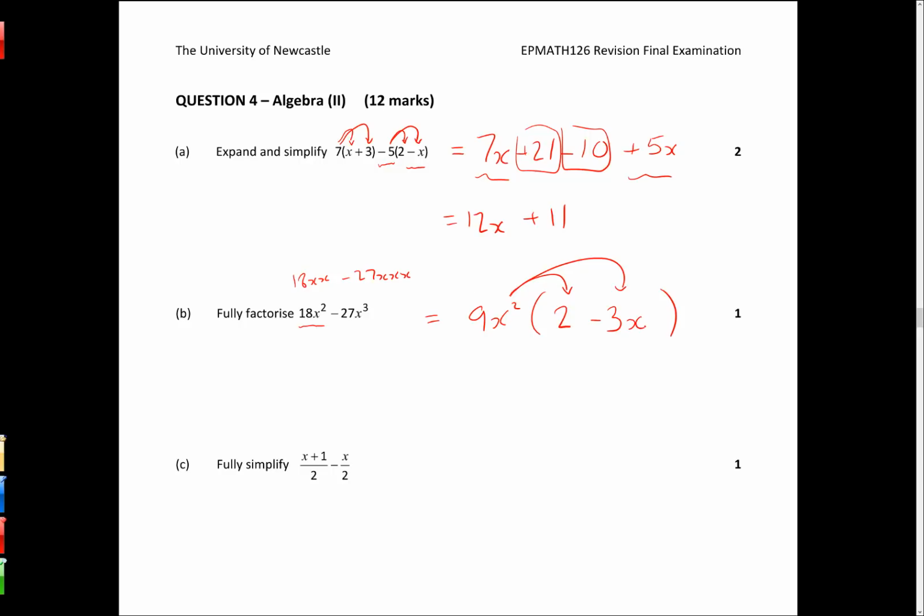Now let's undo this and see if we're right. 9x squared times 2 will have to be an 18x squared. Correct. 9x squared times minus 3x has to be a minus 27x squared times x cubed. Yep, I was right.